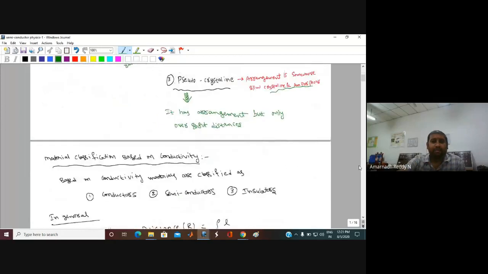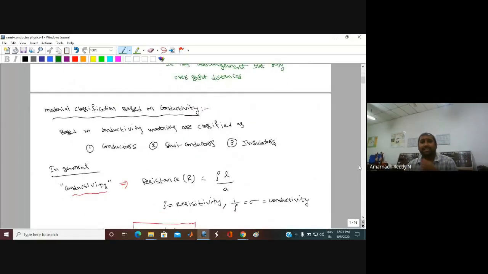But for us, what we need to discuss is materials classification based on conductivity. Why? Because we have to bother about semiconductors. There are three materials: one is called conductors, another is called semiconductors, and the third is called insulators. How are these materials classified into different categories? The main thing is that they are classified based on conductivity.